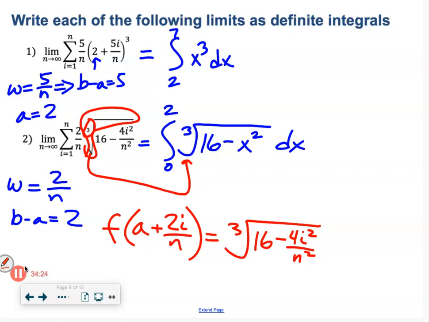Somehow, plugging this into my function has to give me this. There's no way. Obviously I'm squaring something, right? I could tell just looking at this, oh, look, I'm squaring my width times i. But you can't just square a part. You're plugging this whole thing in as your x in your function. So if I have some number plus 2i over n squared, there's no way you're going to spit out a binomial with a minus in between.